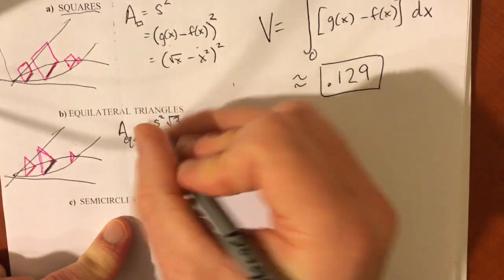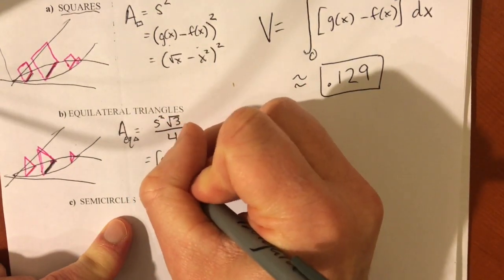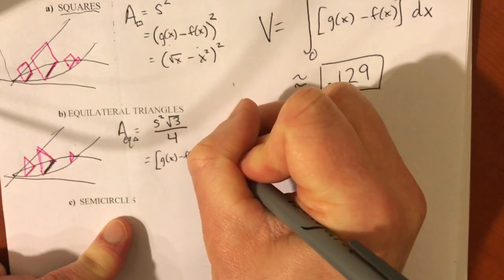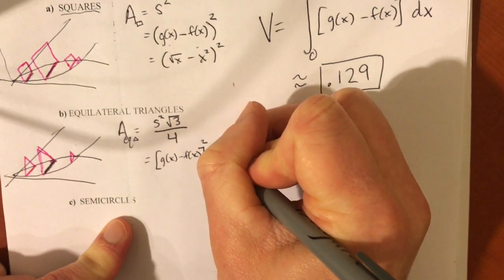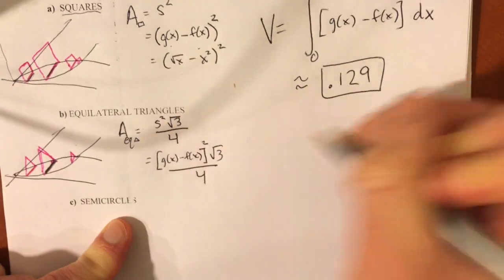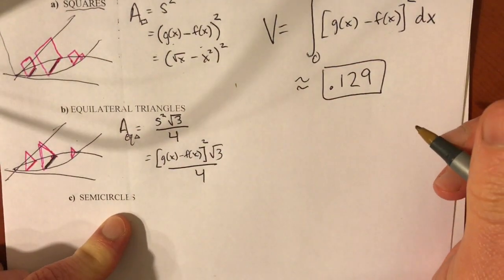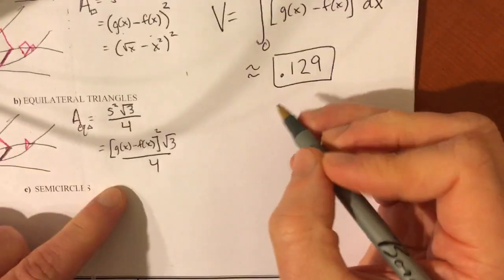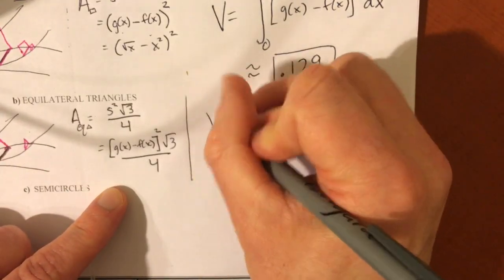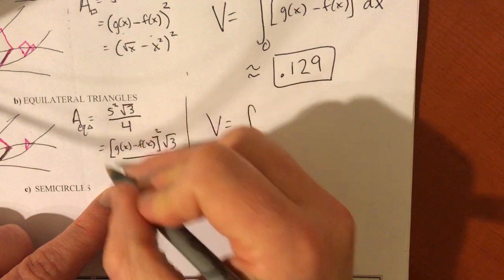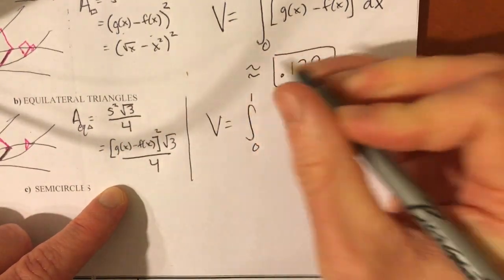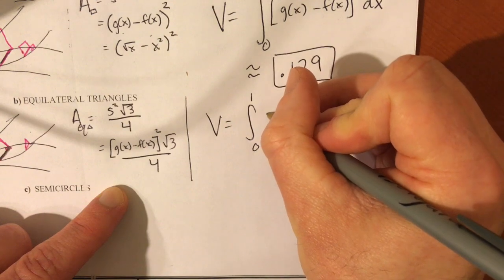So really, this is going to be g of x minus f of x squared, times root 3 over 4. Okay, and so now if that's the area of one of those triangles, if I want the volume, I integrate to add up all the triangles. So I'm still going 0 to 1, and I'm doing this right here.